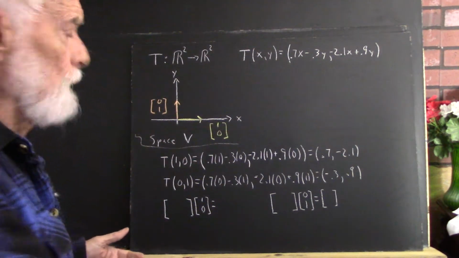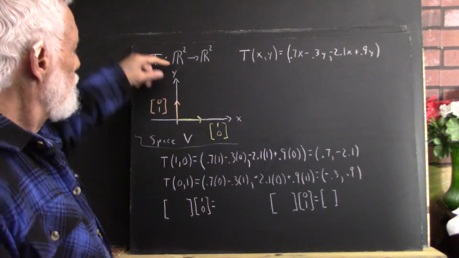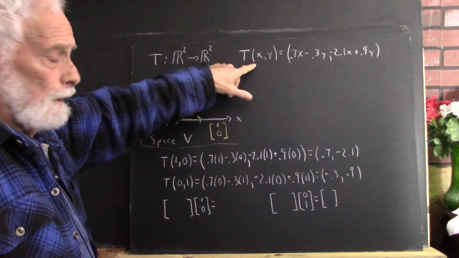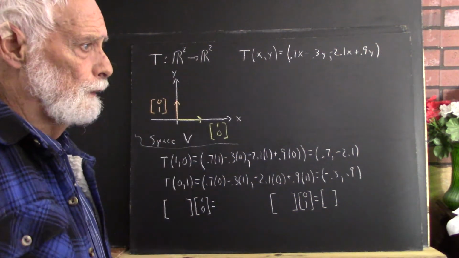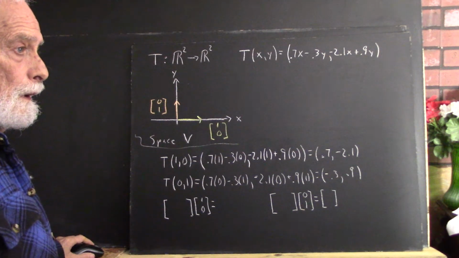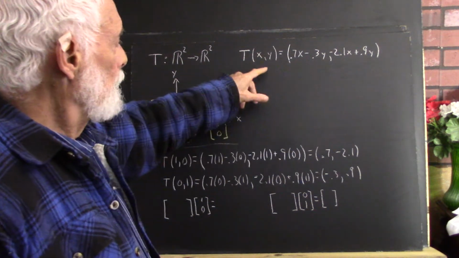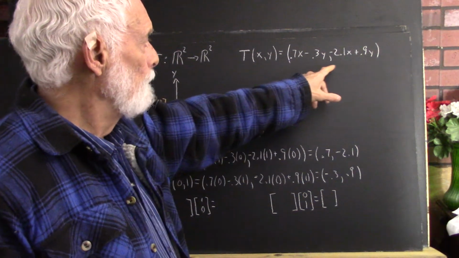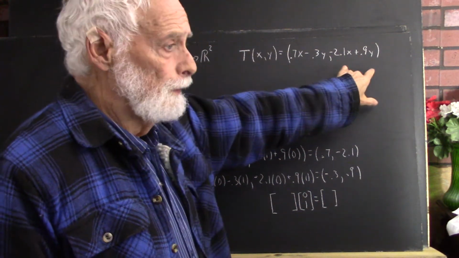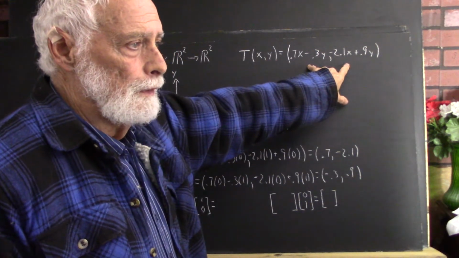Okay, we've seen this transformation previously. Transformation takes a vector in R2 to another vector in R2. It can be defined, and you don't need the vector interpretation. This can be defined easily by this formula. T of (x, y) equals (0.7x minus 3y, negative 2.1x plus 0.9y). First coordinate, second coordinate. So you're given the x and y coordinates of a vector, you get the x and y coordinates of another vector.